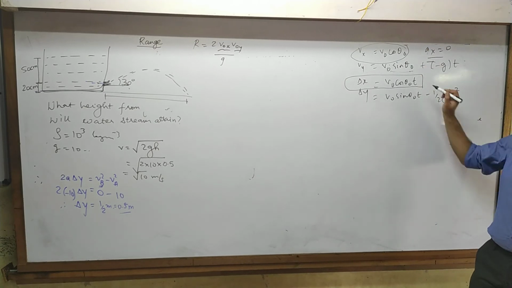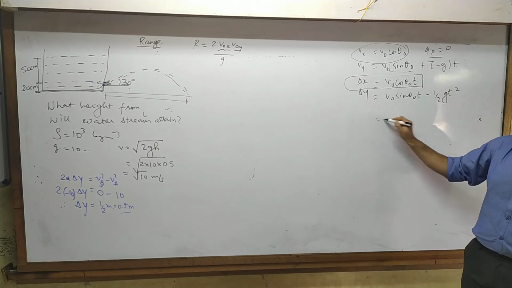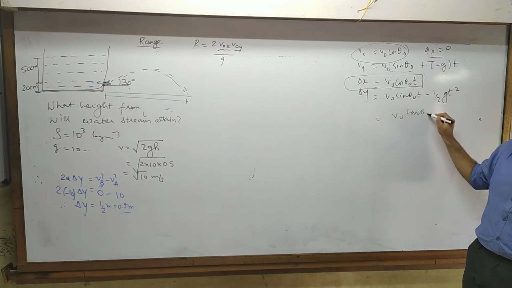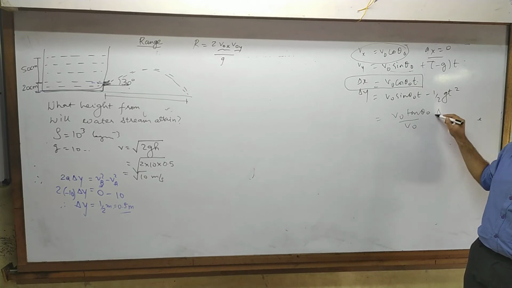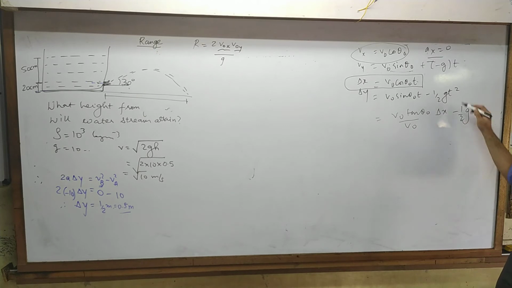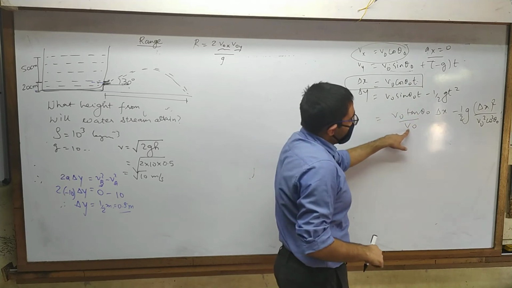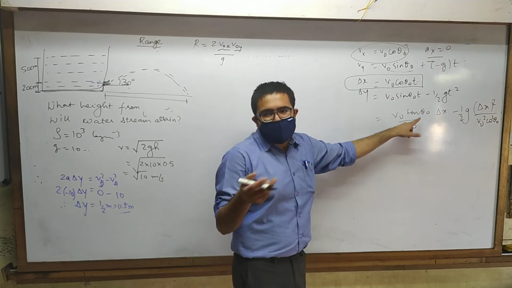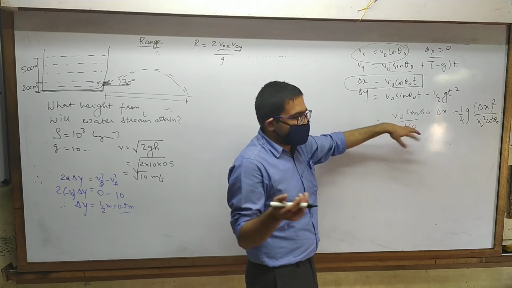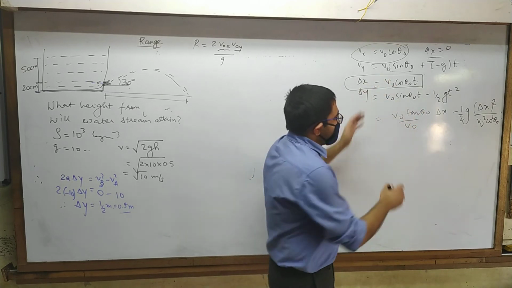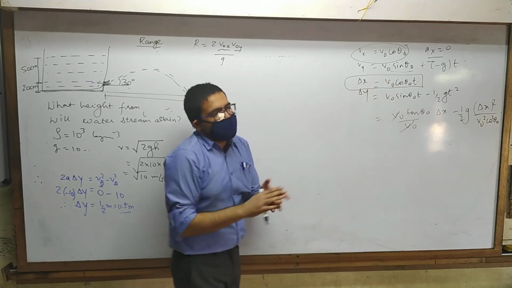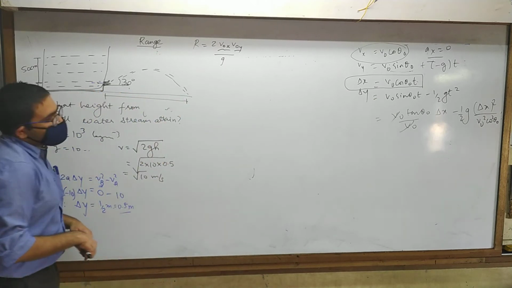How do we derive it? Take the value of t and put it here. Then we get v0 tan theta0 upon v0 into delta x minus 1 by 2 g delta x square upon v0 square cos square theta0. Understood? Put the value of t, delta x upon v0 cos theta. Sin upon cos gives tan. So this is cancelled and we get it. We are going to use it here.